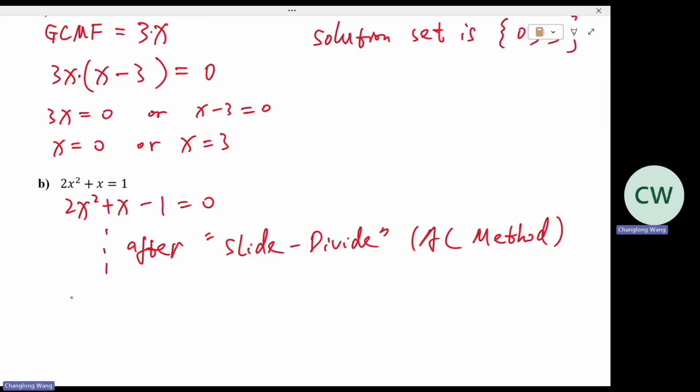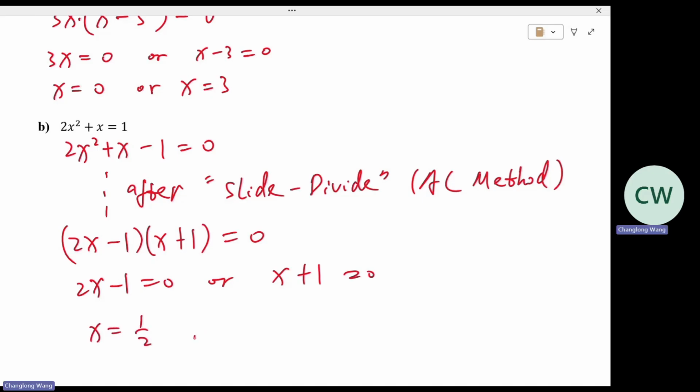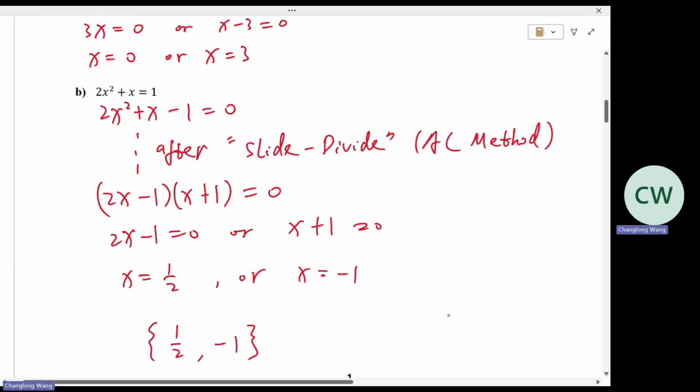After the AC method, you're looking at 2x minus 1, x plus 1. Right? So the zero product principle tells me that either 2x minus 1 equals 0, or x plus 1 equals 0. So you reach 2 solutions, 1/2 or -1. And it's up to you if you want to report them as a solution set. Okay, and that's pretty much what I mean by solving a quadratic equation by factoring, right?